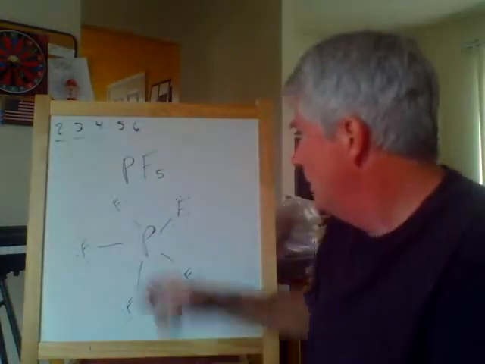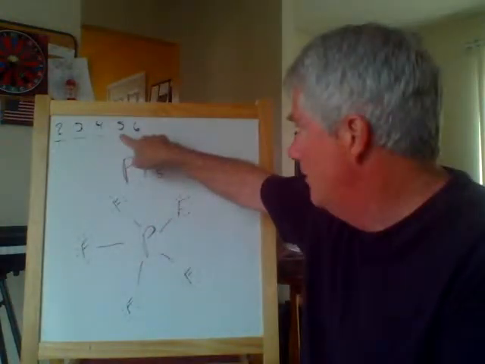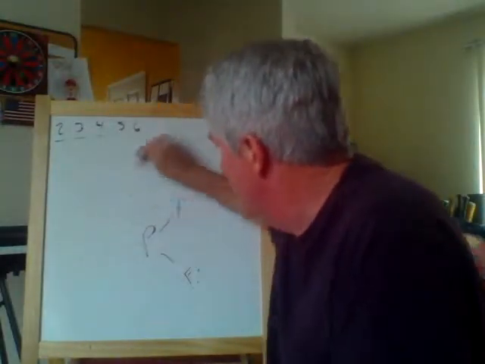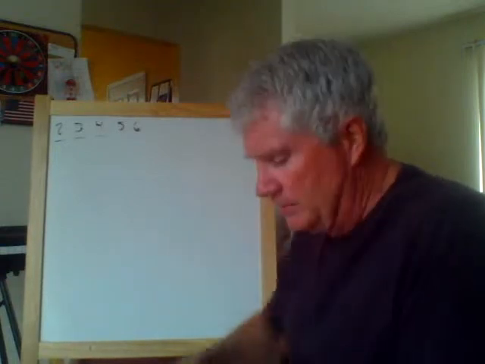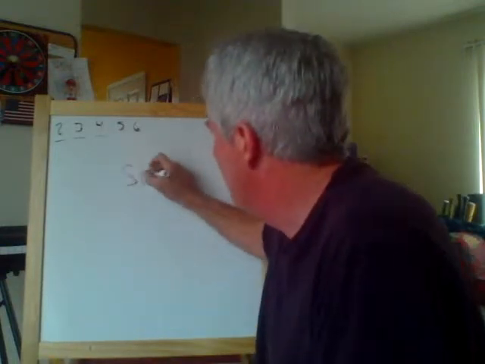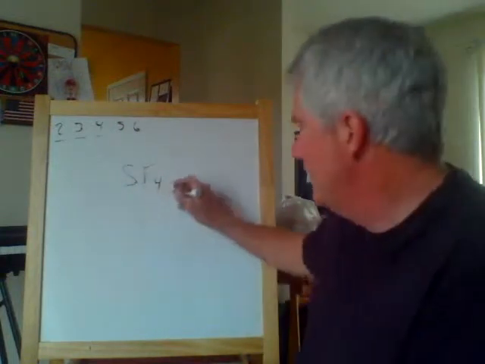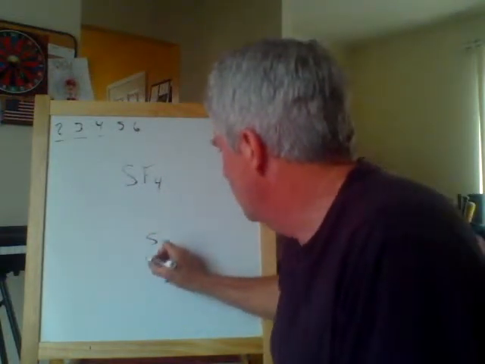Now I want to show another example of the 5. Which one did I want to show? Yeah, the one I want to show next, which is still 5 electron groups but has a different shape, is sulfur tetrafluoride. Sulfur tetrafluoride will actually look like this.